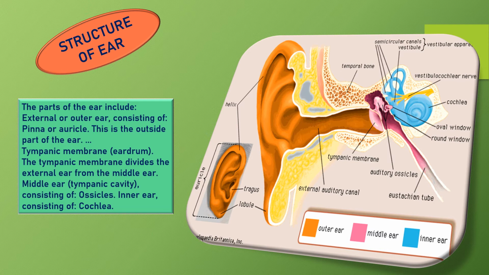One more thing, in the middle ear, these ossicles, the names you know, are malleus, incus and stapes, or you can say hammer, anvil and stirrup. These three are the smallest bones of the human body. So this is the complete structure of the human ear.